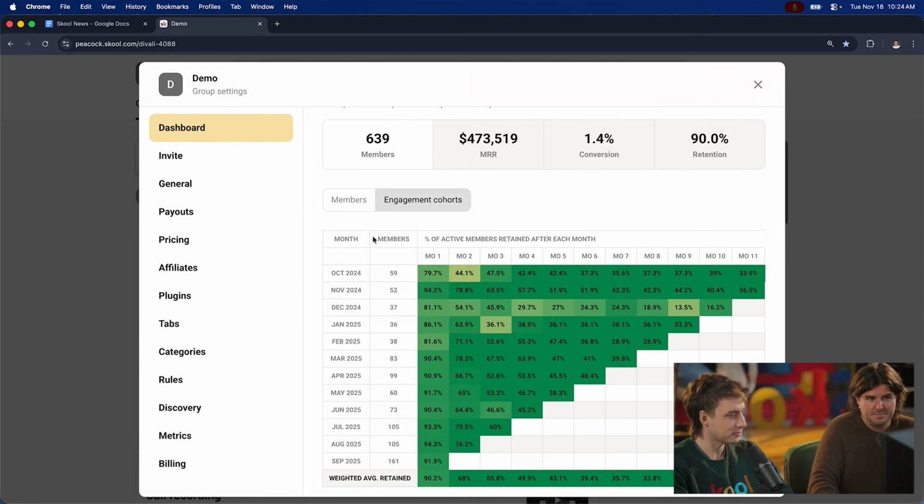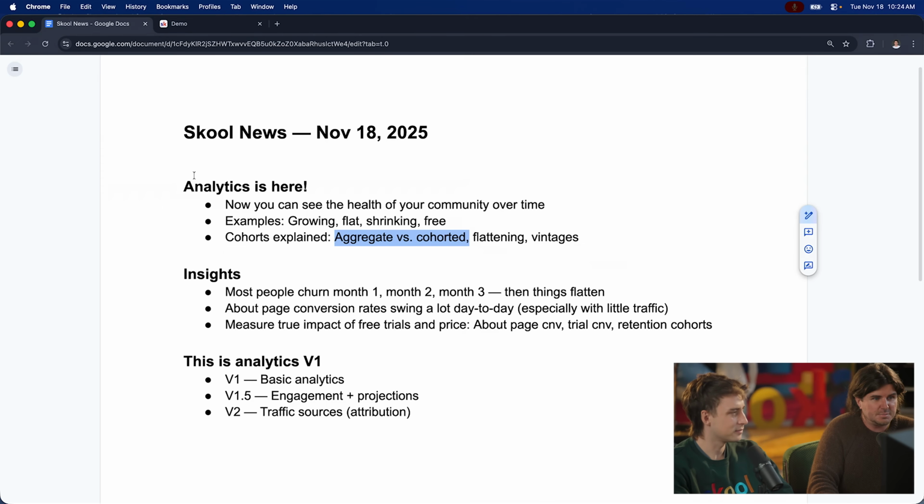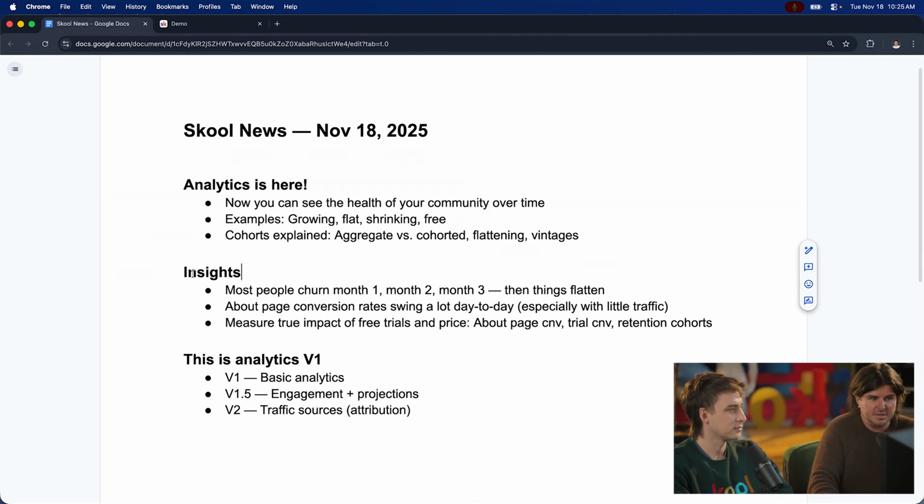So time is important, and it gets super interesting looking at these stats once a group has been running for a year or something. So I think we explained all of that. Insights. So yeah, we kind of covered this.